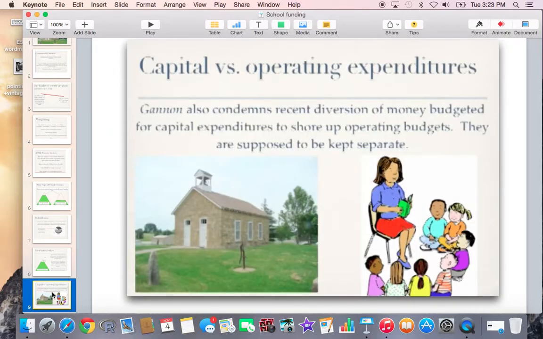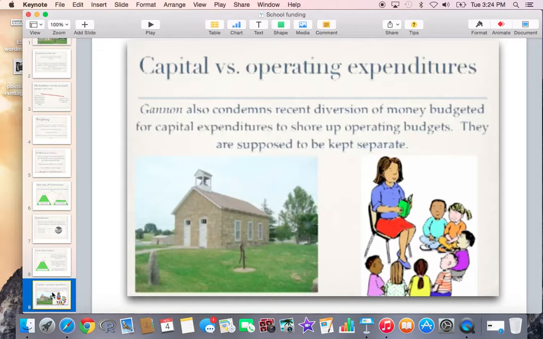Now finally, the 2014 Gannon decision, which required the state to put more money into the schools, also made a distinction between capital and operating expenditures. Capital expenditures refers to expenditures on facilities, things like buildings, for example. If you build a new building or renovate a building, that's a capital expenditure. Operating expenditures are what pay for you to run day to day. Things like the teachers' salaries, for example, and the staff salaries.